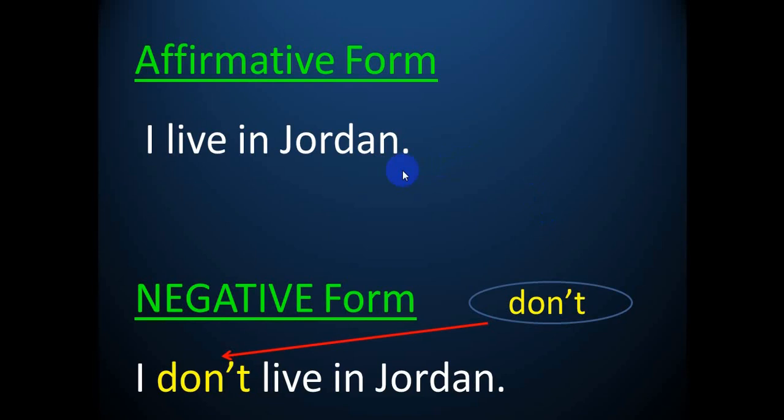More examples. Affirmative form: I live in Jordan. But when we turn it into the negative form: I don't live in Jordan. So we place the auxiliary verb don't before the main verb live. And that's it. I don't live in Jordan.